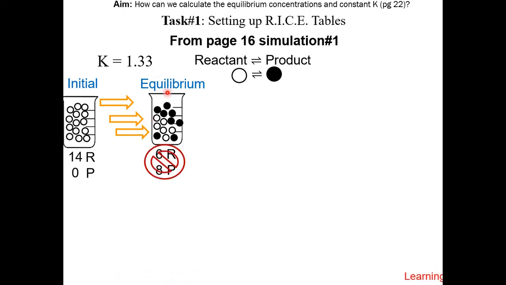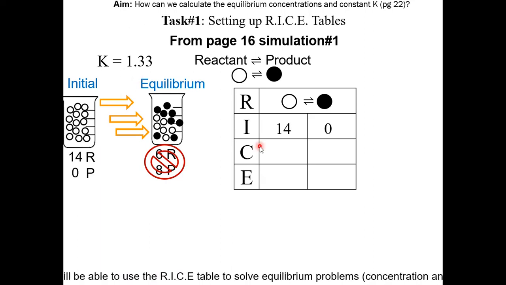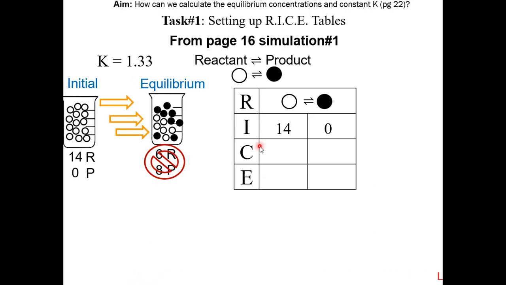So let's say you were not given this information. You were only given the initial amount and the K constant. Can you figure out the amount of reactants and products at equilibrium? You can use the RICE table to do that. Initially, we have 14 reactants and 0 products. Since there's 0 products, it will shift right. So the change for the reactant will be negative X. The change for the product will be positive X. X represents the amount that was changed.